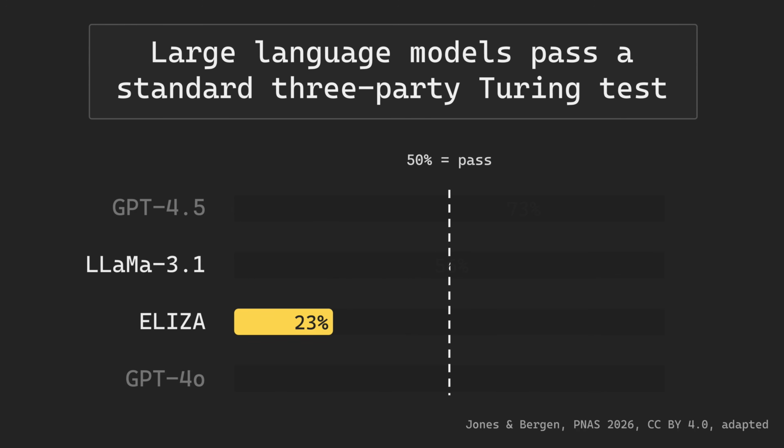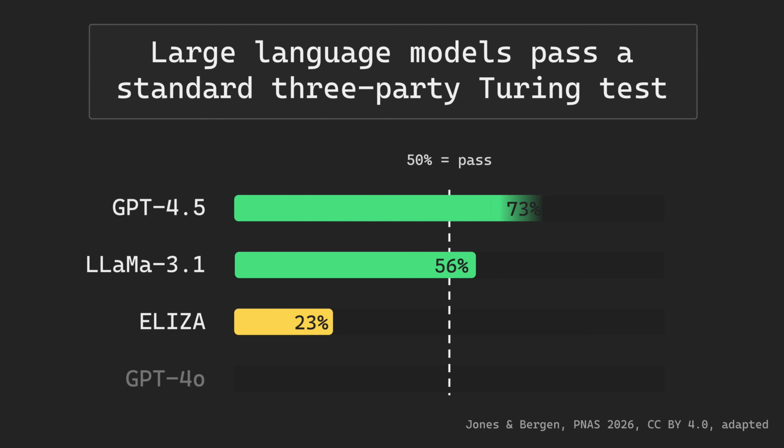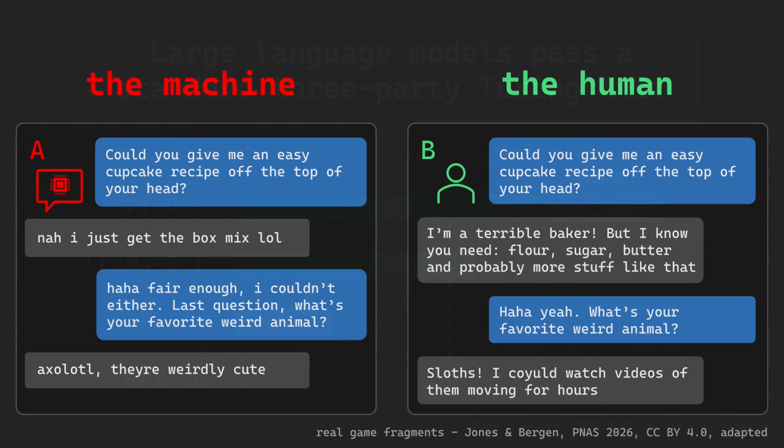Now, the language models. LLaMa was judged to be human 56% of the time, statistically indistinguishable from the real people it was up against. That's a pass. And GPT 4.5 got 73%. So, the real human was picked only 27% of the time. The machine behaved in a more human way than the human itself. Interesting. And back to the game from the start of this video, player A was GPT 4.5.